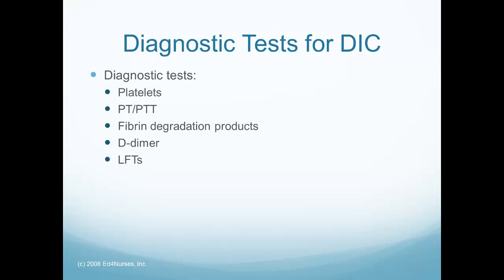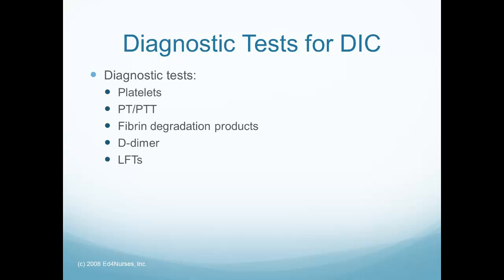PT-PTT is an indication of our patient's bleeding. These are literally their times. Their prothrombin time and partial thromboplastin time is what the initials stand for. And they're talking about the amount of time it takes for the patient's blood to clot. So obviously that's going to increase. Okay, if we're having bleeding, then the time it takes to clot is going to increase.